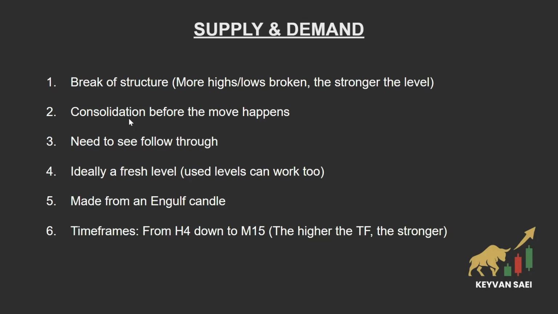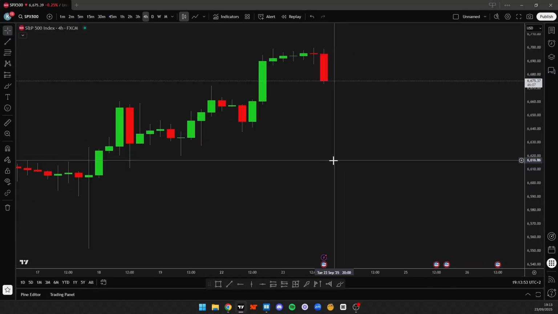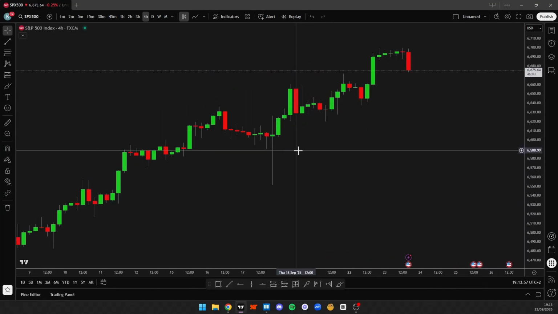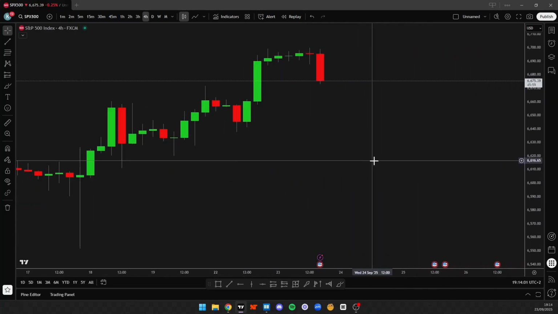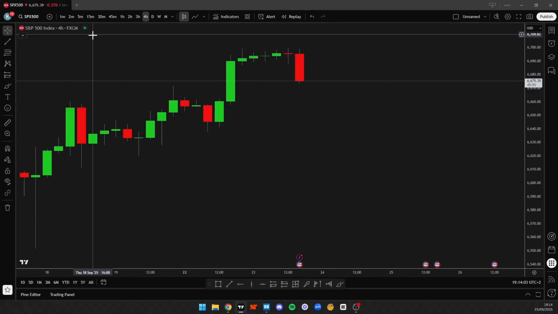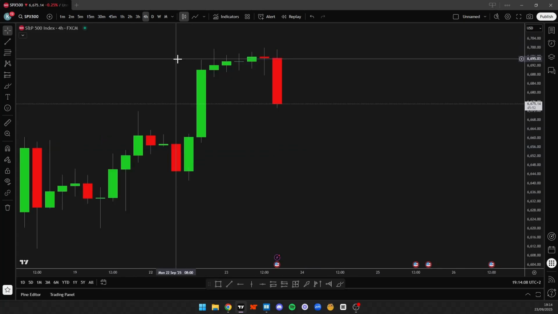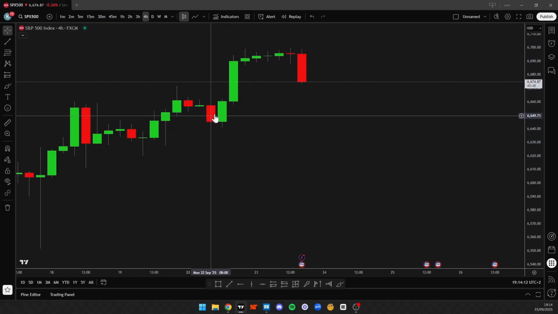Okay, so now that we've covered all these points, let's head to the charts and show you some examples of valid supply and demand levels. So here we are on the ES chart. First of all, there are not going to be too many supply zones as of recently, as the market has been very uptrending. So mostly we'll cover demands, but we'll go down to lower time frames and we'll for sure find some supply levels to validate. So here, for example, we can see an aggressive move up.